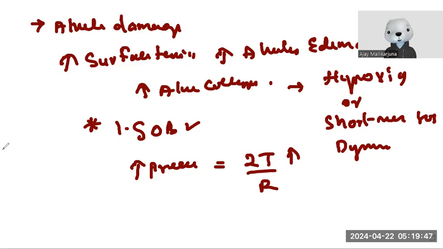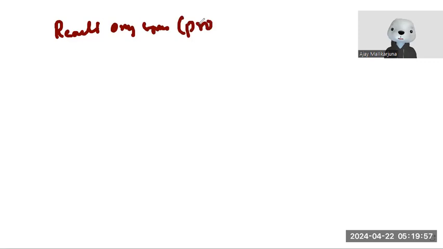It is SOB. Next, some reactive oxygen species and some proteases.